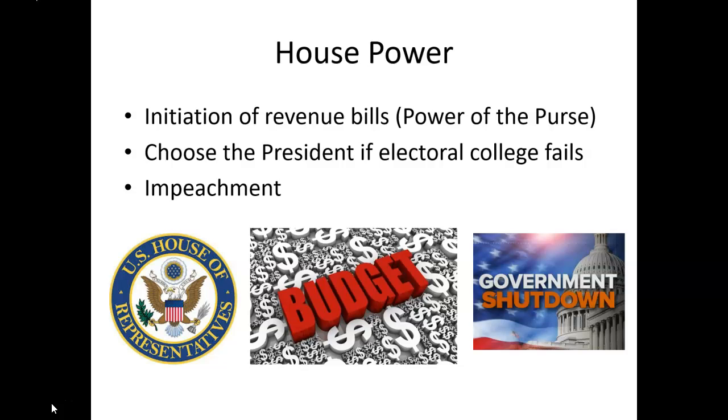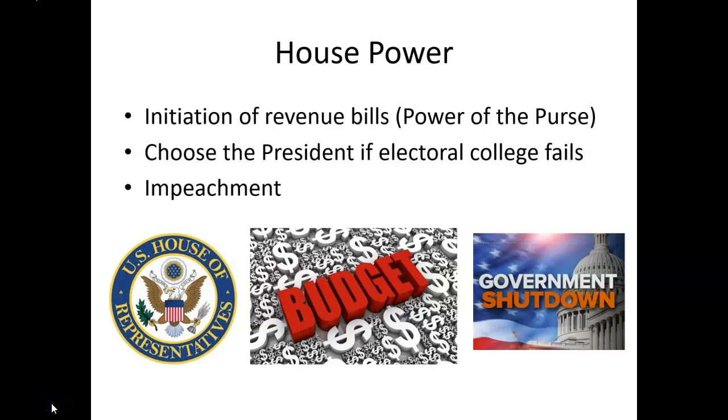What this means is when we're looking at representation, there are a lot more representatives that represent many districts throughout the country. They're closer to the people. If the people are unhappy with how they're handling money, they get voted out more frequently because they're voted in every 2 years. Also, if the Electoral College fails, meaning that a candidate is unable to secure 270 electoral votes, then the House of Representatives gets to choose the president.